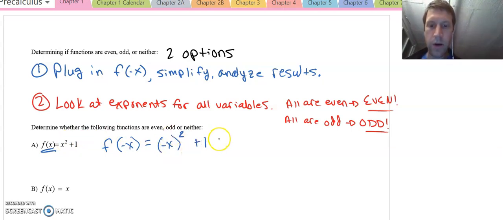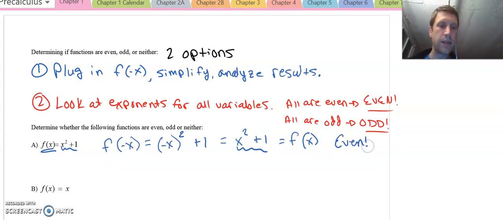Negative x quantity squared is x squared, plus 1 is unaffected. X squared plus 1, x squared plus 1, so that equals my original f of x. That's even.